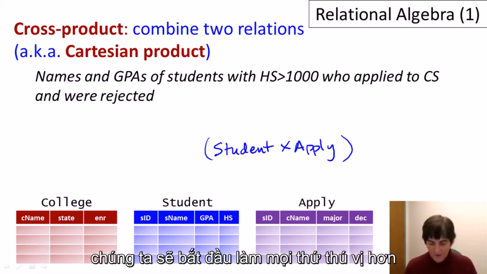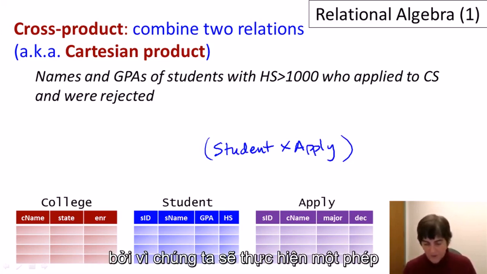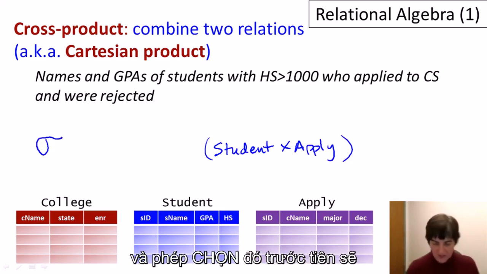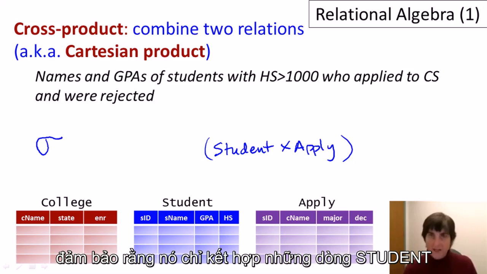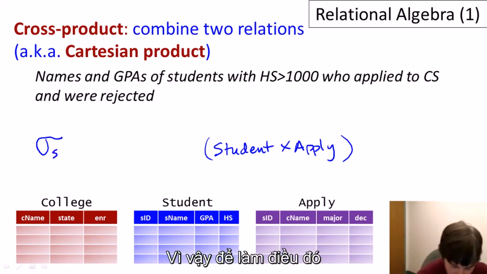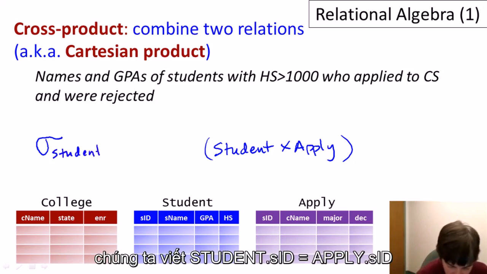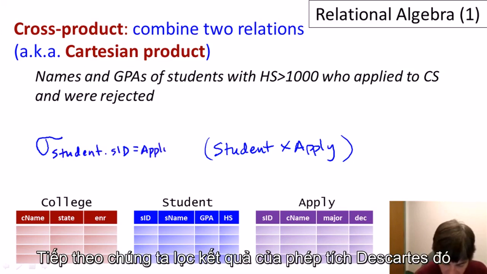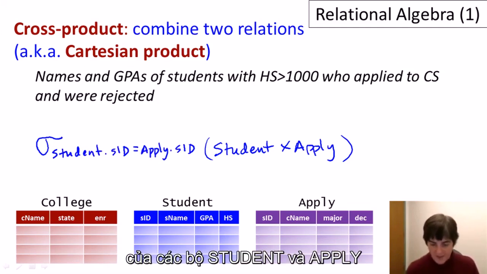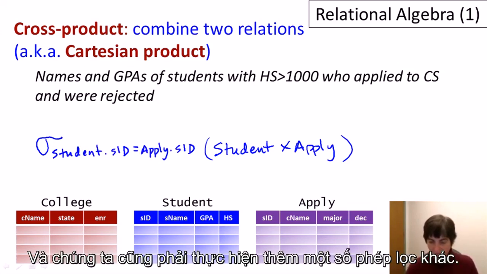But now we're going to start making things more interesting, because we're going to do a big selection over this relation. That selection is first of all going to make sure that it only combines student and apply tuples that are referring to the same student. So to do that, we write student.SID equals apply.SID. Now we've filtered the result of that cross product to only include combinations of student and apply tuples that make sense.